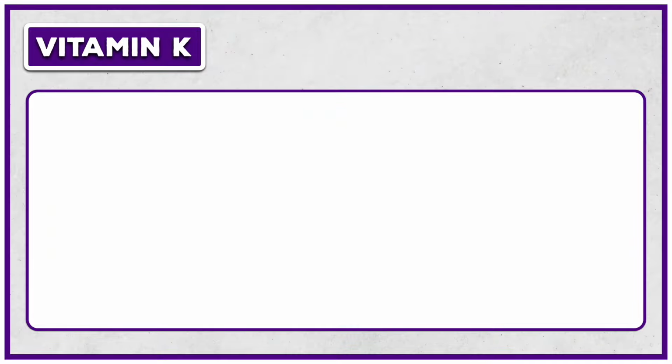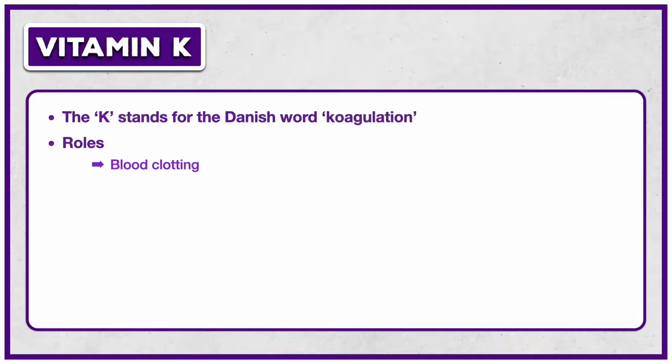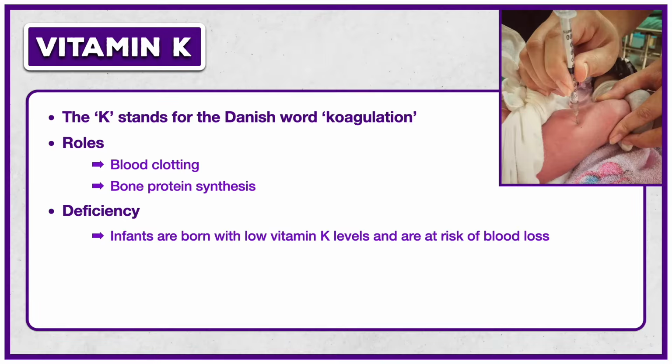Last but not least, the fourth fat-soluble vitamin is vitamin K. The K stands for the Danish word coagulation, which refers to its critical role in blood clotting. Nonetheless, vitamin K also plays a role in bone protein synthesis. For deficiency, infants are born with low vitamin K levels and are at risk of blood loss. That's why one of the first things that happens when a baby is born is a clinician administers a vitamin K injection, a practice that the American Academy of Pediatrics recommends to prevent vitamin K deficiency bleeding. Symptomatic deficiency in other populations is rare.